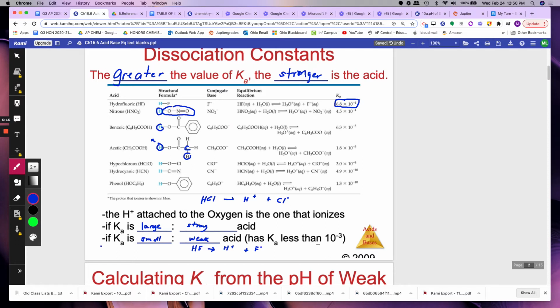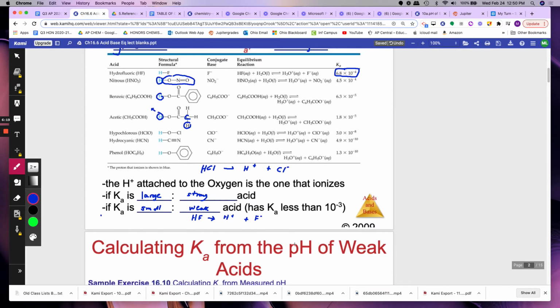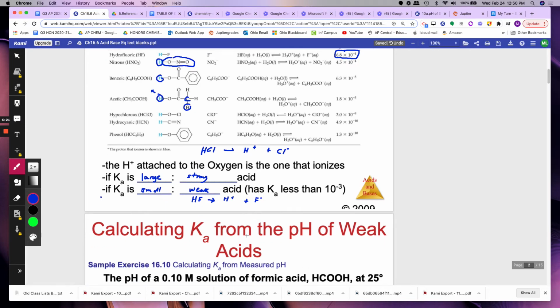Acids less than 10 to the negative 3 are really weak. For example, HF is a weak acid. When you're getting the pH of something strong and something weak, you have to treat them differently.